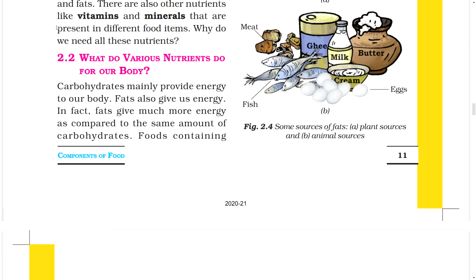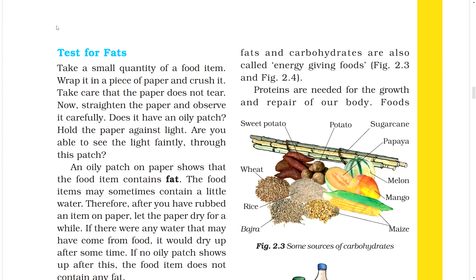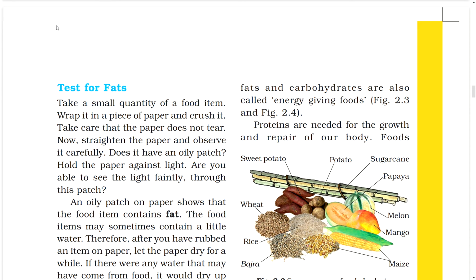Carbohydrates mainly provide energy to our body. Fats also give us energy. In fact, fats give much more energy as compared to the same amount of carbohydrates. Foods containing fats and carbohydrates are also called energy-giving foods. Proteins are needed for the growth and repair of our body.